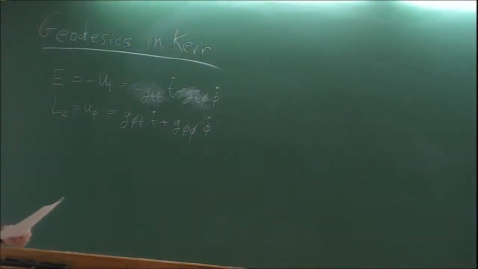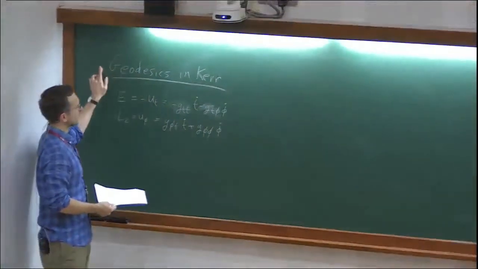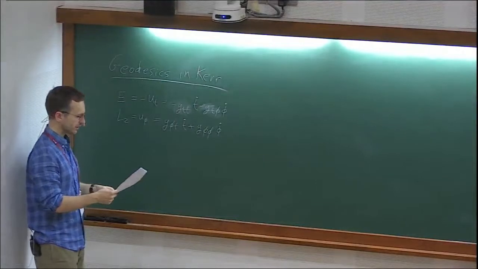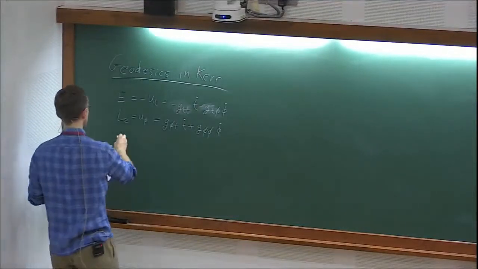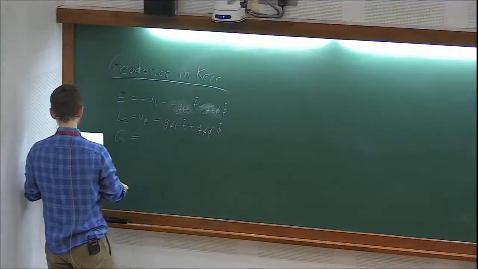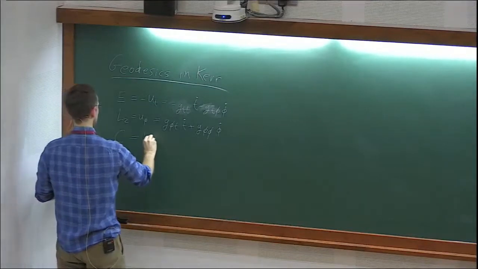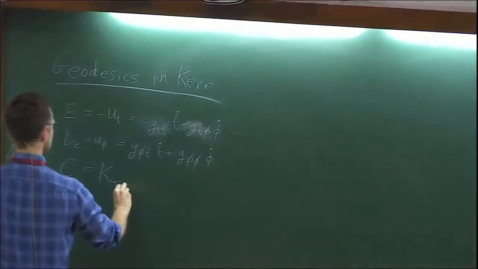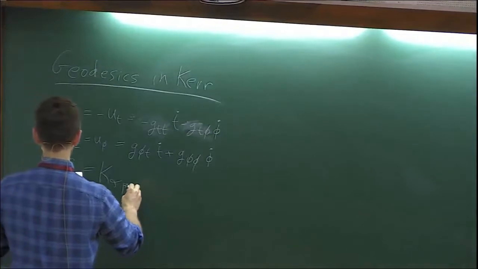All right, I think we're ready to start. So we're continuing on where we left off, on geodesics and Kerr. We had written down 3 constants of motion for geodesics in terms of Killing vectors and this Killing tensor.